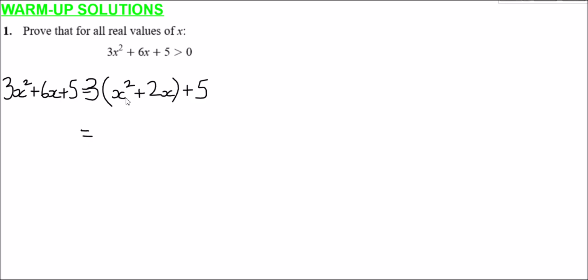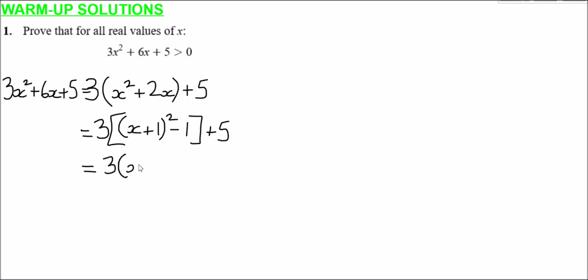So now we can complete the square on what's inside these brackets. So that's going to be 3 lots of, in big square brackets, x plus 1 all squared. That'll give us an extra 1, which we don't want, so minus off that 1. And then the plus 5 on the outside. So now expand it all out. We have 3 lots of x plus 1 all squared. 3 times minus 1 gives us minus 3, and of course the plus 5. And so simplifying down, we get 3 lots of x plus 1 all squared, minus 3 plus 5 gives us 2.